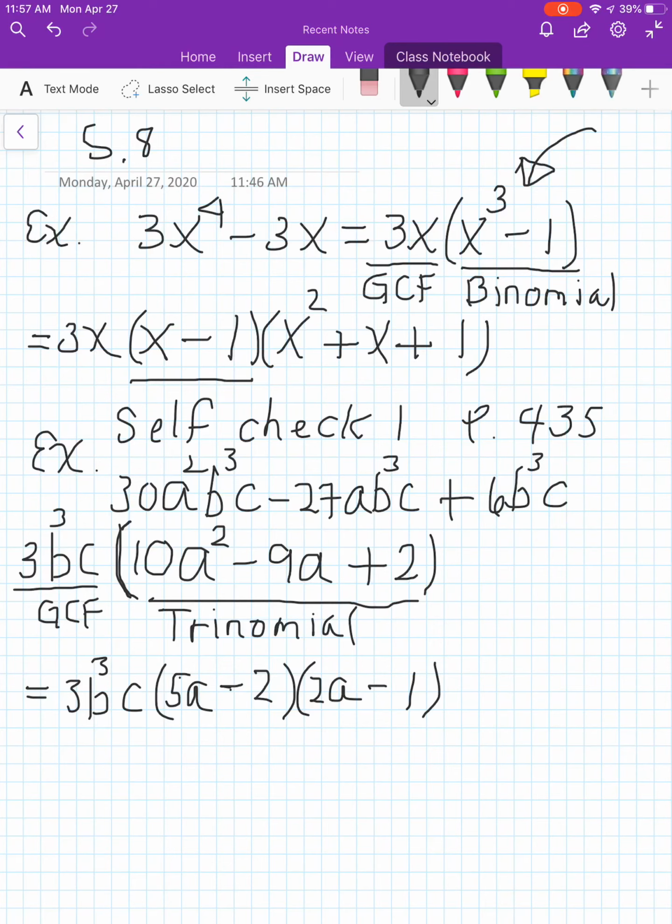And now I'm going to check. Let's check first. 5a times 2a is 10a squared. Got it. Look at last. Negative 2 times negative 1 is positive 2. Got it. Look at outer. Outer is 5a times negative 1. That's negative 5a. Inner is negative 2 times 2a is negative 4a. So negative 5a plus negative 4a is negative 9a. Okay, so we factored the trinomial. Excellent. That is all section 5.8 is saying.